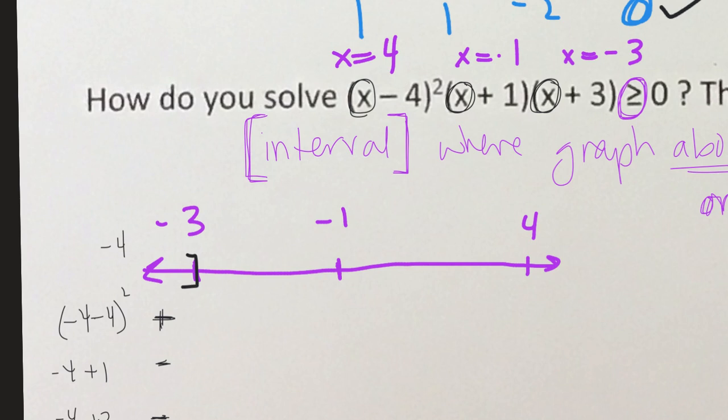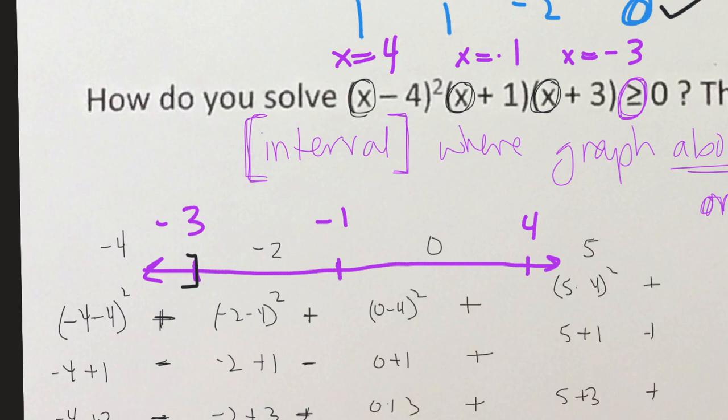Okay, now let's try another number. How about negative 2? Let's plug negative 2 in there. Negative 2 minus 4 squared is a positive number. Negative 2 plus 1 is a negative number. Negative 2 plus 3 is a positive number. Positive times a negative times a positive is a negative. So it's negative between negative 3 and negative 1. Okay, so this is our number line analysis. We'll plug in a 0 and we'll plug in a 5, and let's see what we get.